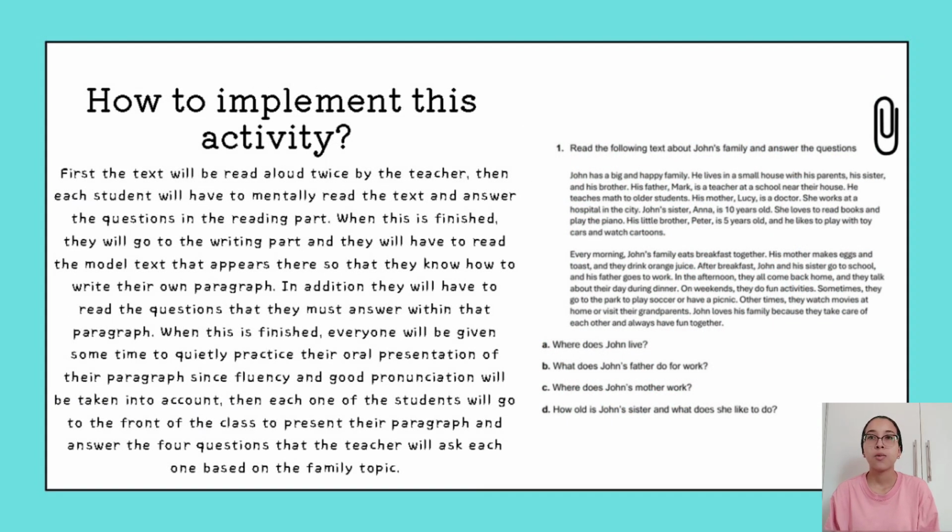First, the text will be read aloud twice by the teacher. Then, each student will have to mentally read the text and answer the questions in the reading part. When this is finished, they will go to the writing part and they will have to read the model text that appears there so that they know how to write their own paragraph. In addition, they will have to read the questions that they must answer within that paragraph.